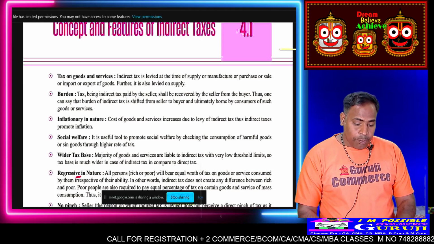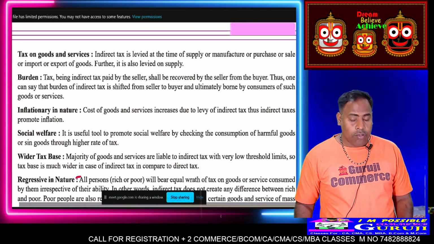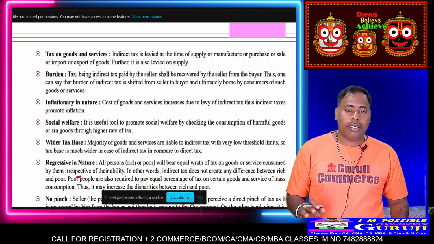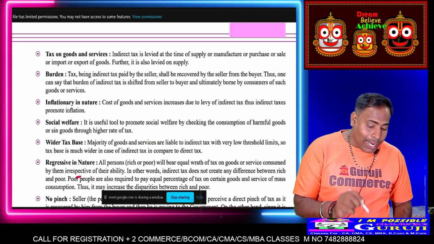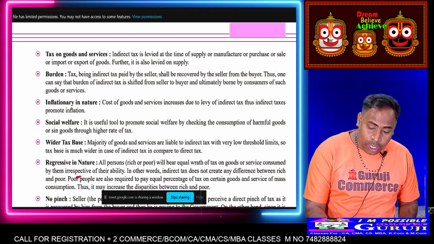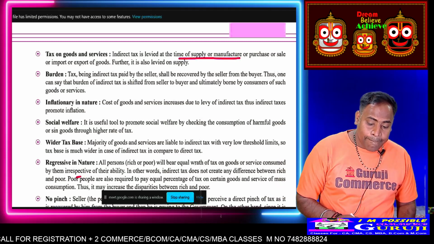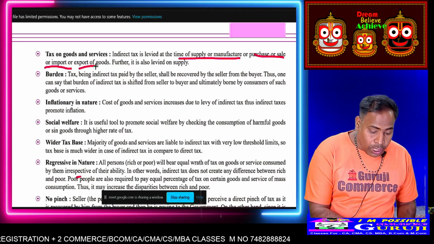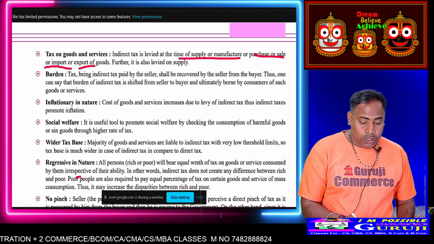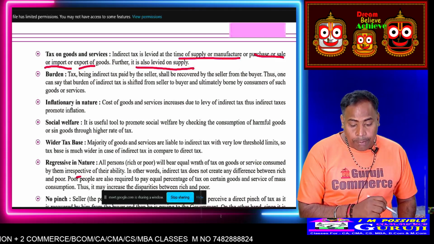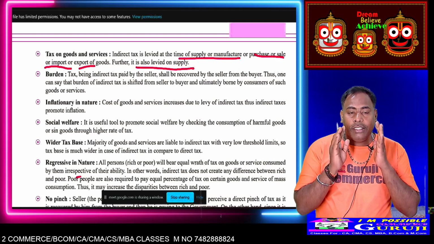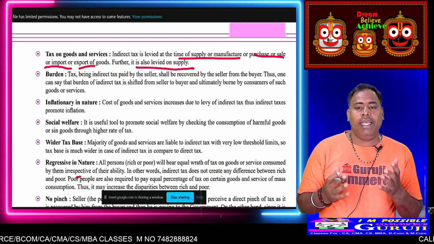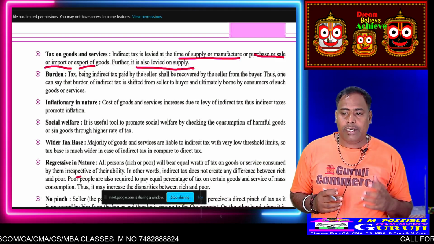If you talk about indirect tax, we are not talking about direct tax. Indirect tax is levied at the time of supply, manufacture, purchase, sell, import or export of the goods. So it is also levied on supply. When we study GST, we will see this in detail in the supply chapter. I will cover that also today.